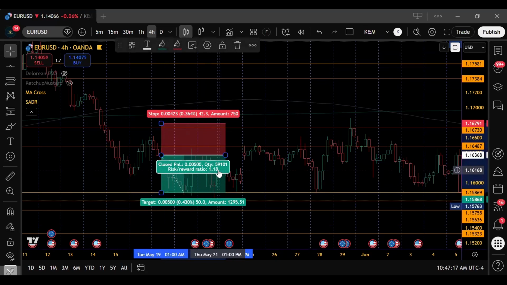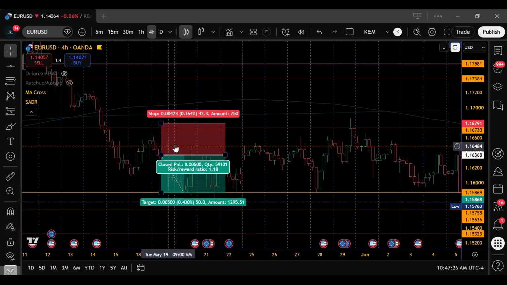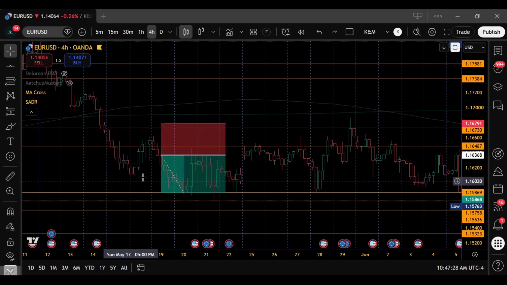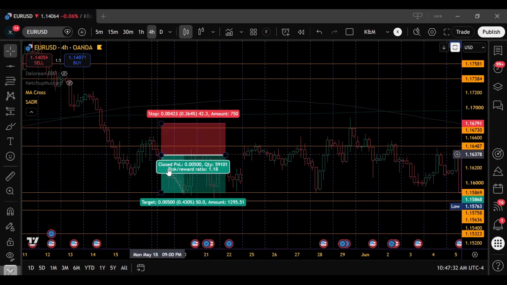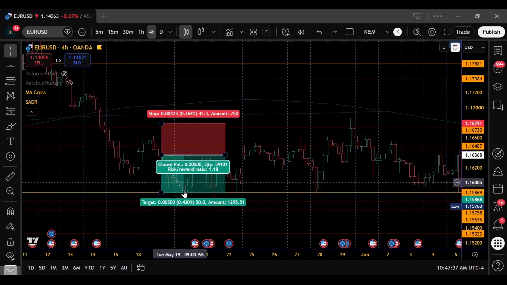That gives me a 1 to 1.8 risk to reward. So I risked 42 pips and my target was 50 pips. And that TP is hit. This took, let's see, it did it pretty much in a day. The market closed right here and opened. And then the first few hours of the next day, it hit the target.